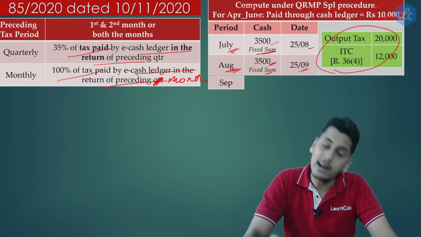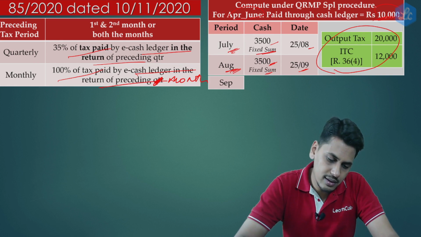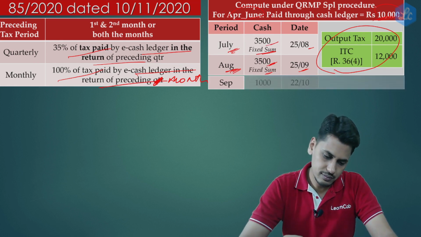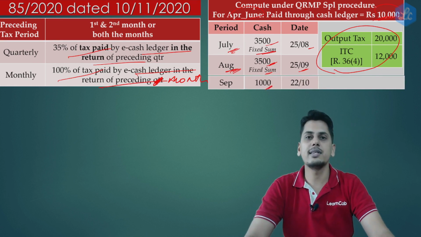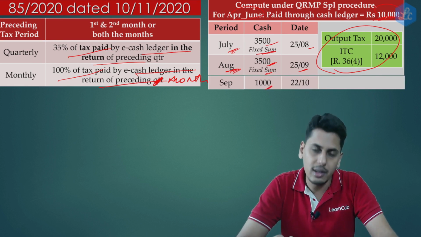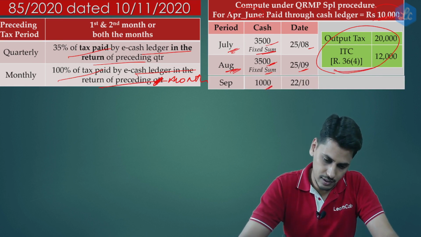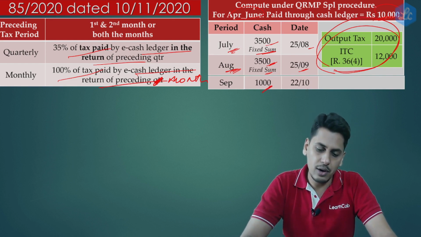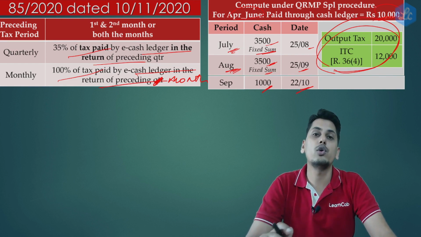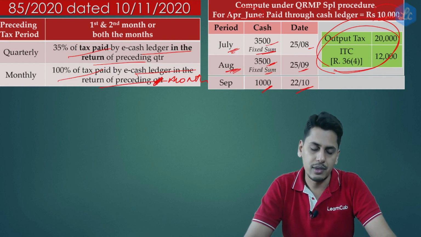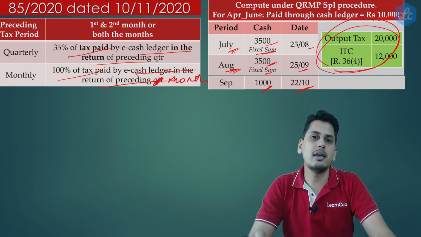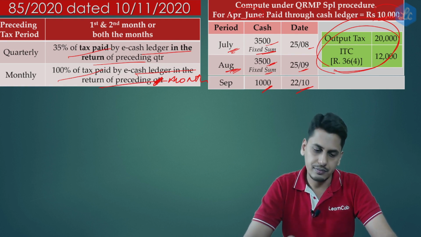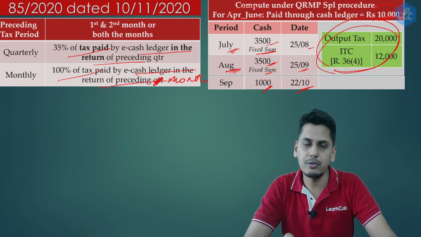How much have you already paid? I have already paid 3,500 plus 3,500, 7,000. So this difference, 1,000 rupees, you are supposed to pay from your electronic cash ledger. You will compute and include all these figures in the quarterly return and pay this amount of 1,000 when you are going to file this return on 22nd of October. This is how QRMP scheme is going to function under the fixed sum method. I am sure you are able to follow this.